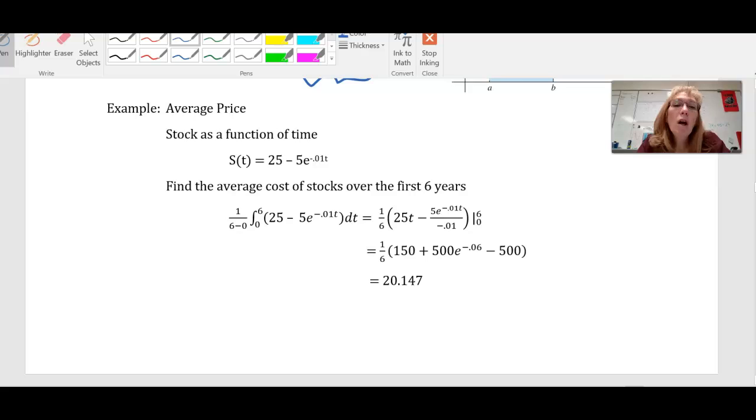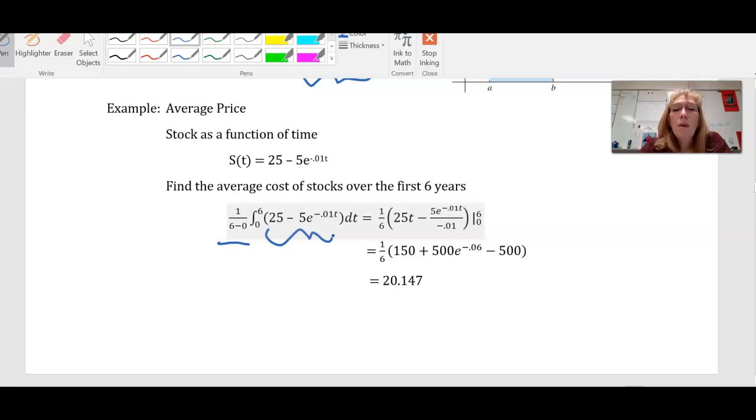I want to find the average cost of the stock over the first 6 years. So how much did I pay for 6 years? So I'm going to go from 0 to 6, because I started at 0, went to 6. My average is 1 divided by 6 minus 0, times the integral. Here is my stock right here.